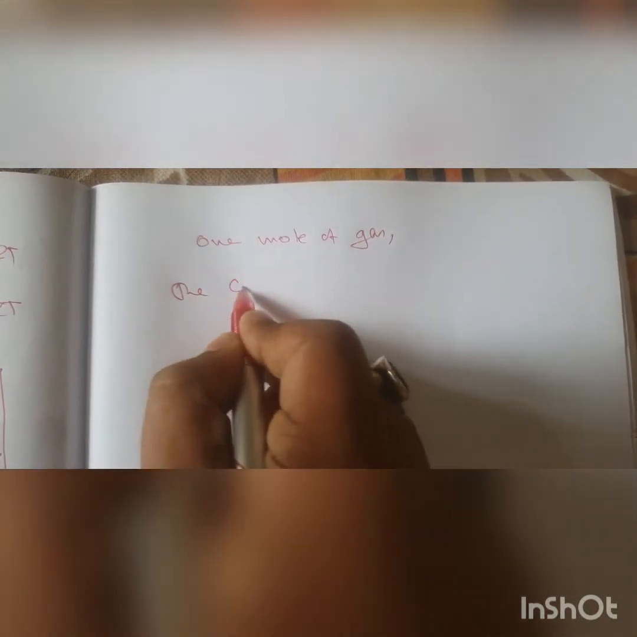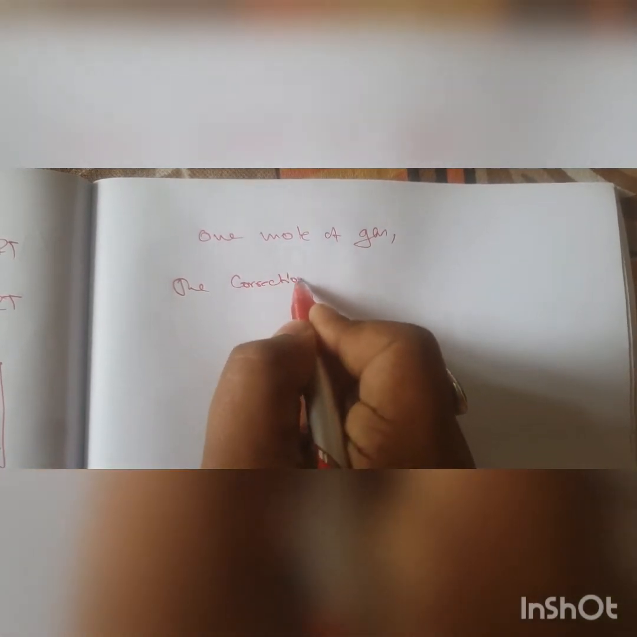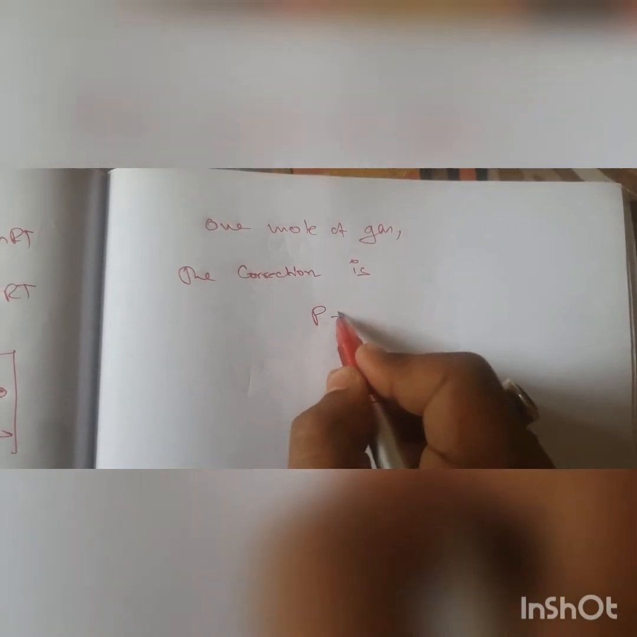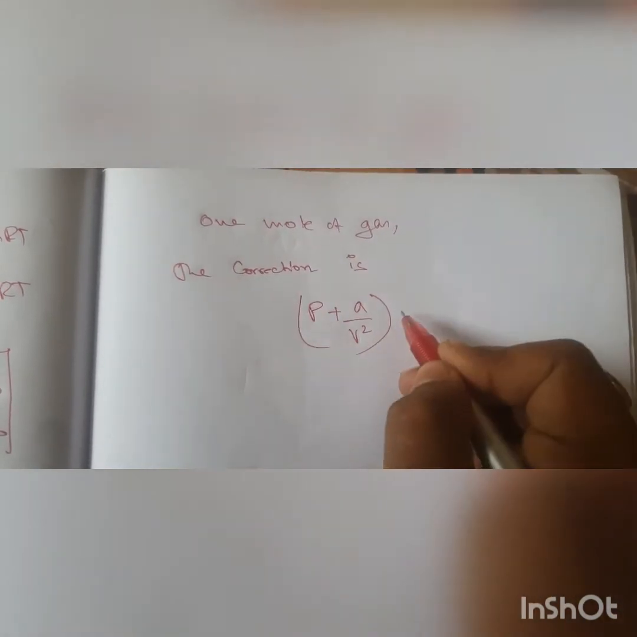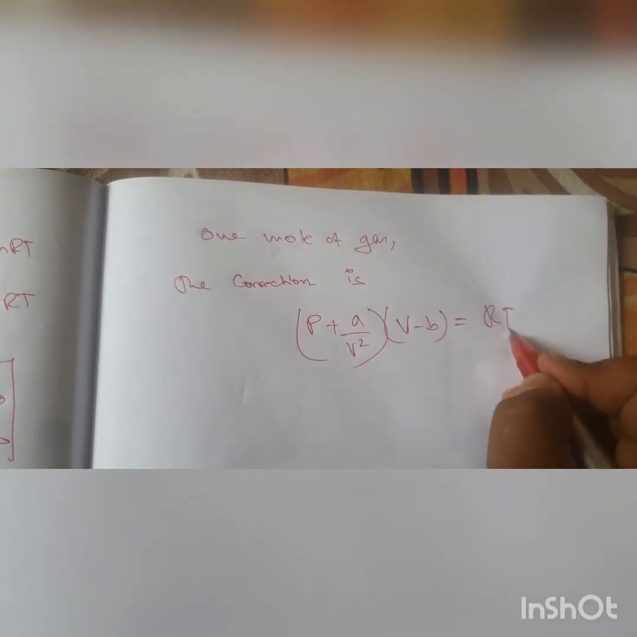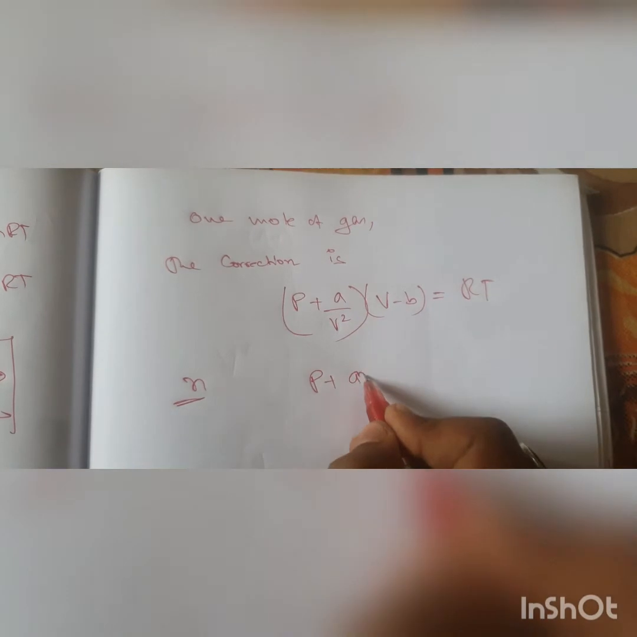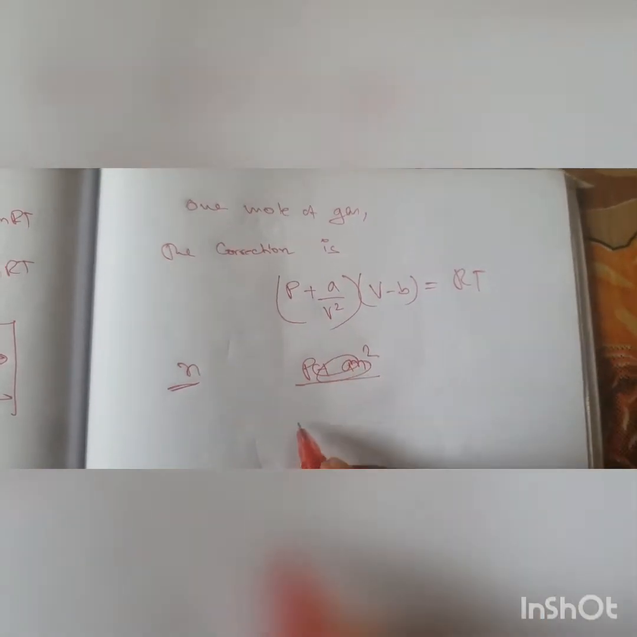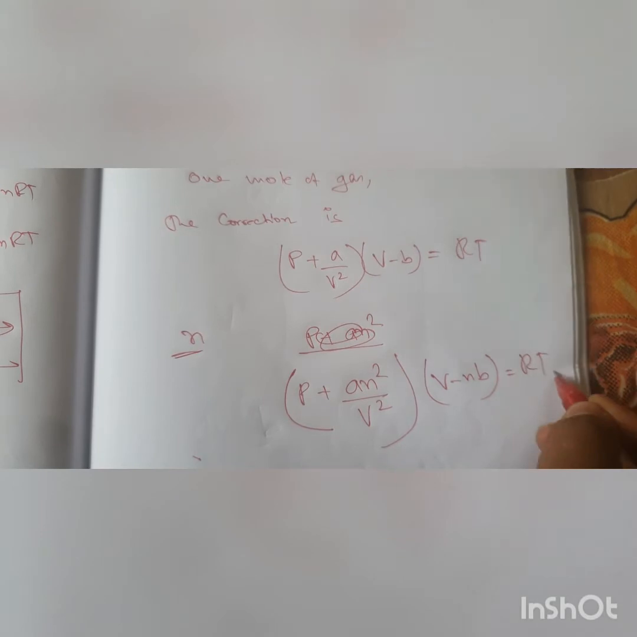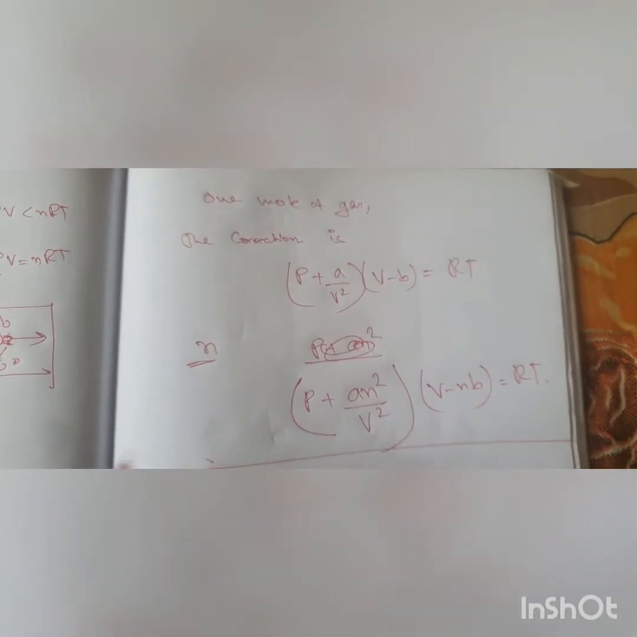So for 1 mole of gas, the correction is P plus a by V square into V minus b equals RT, and for n moles of gas, P plus a n square by V square into V minus nb equals RT. So this is the correction.